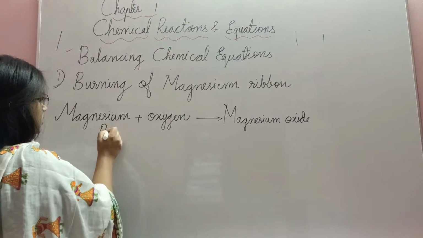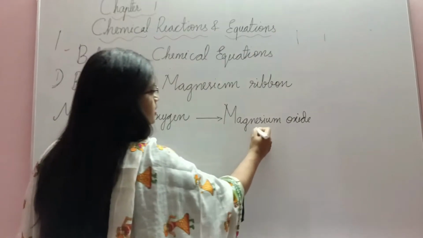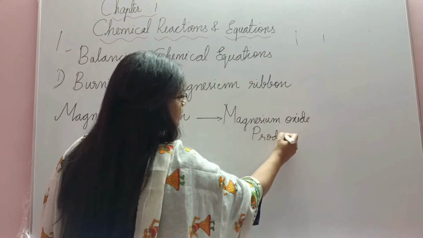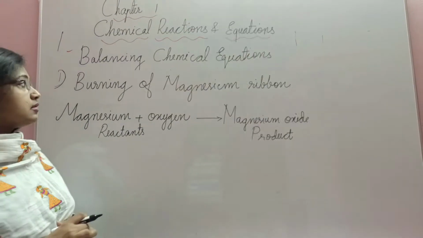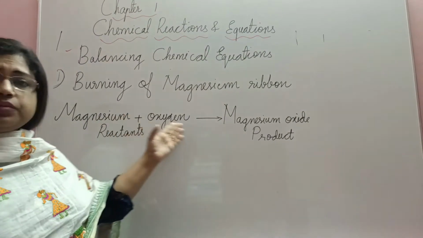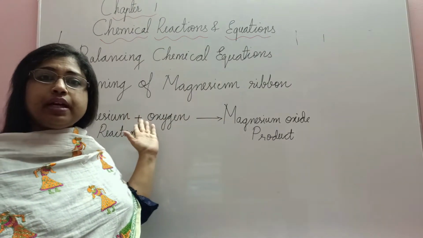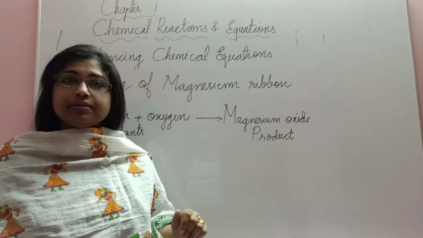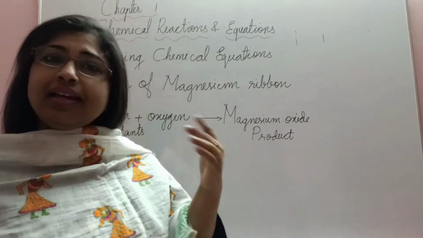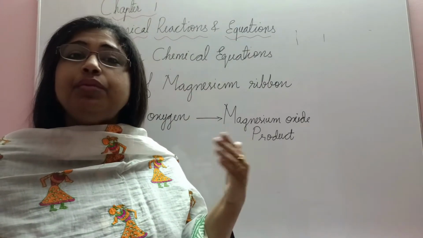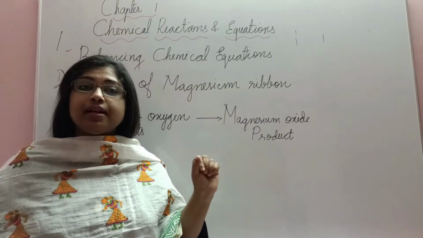So these are the reactants and this is a product. But again, this is a word equation. A word equation clearly shows how the reactants are transforming into products. But there is again a more concise and useful way of representing a chemical reaction.